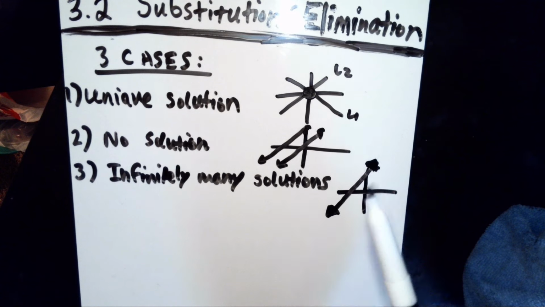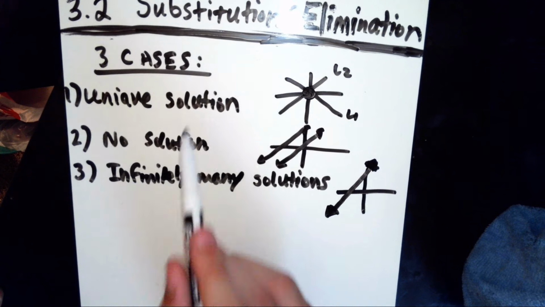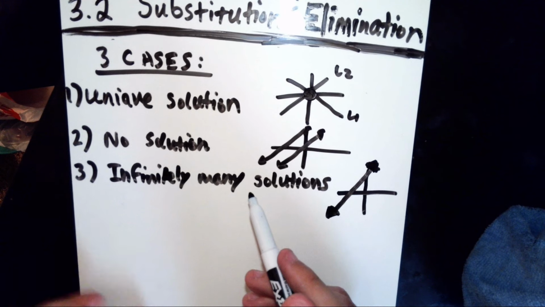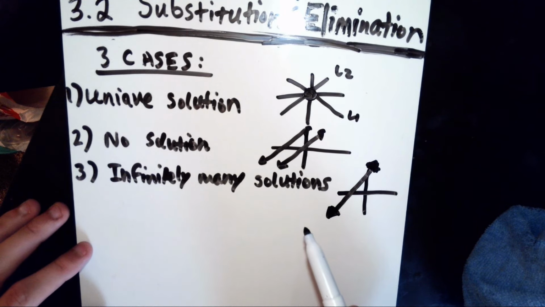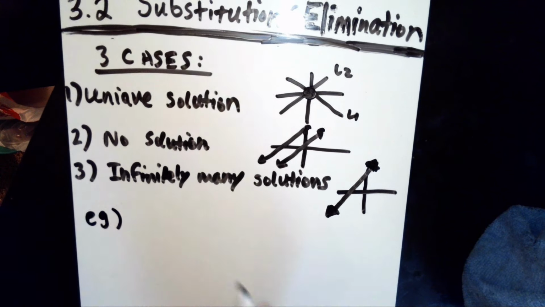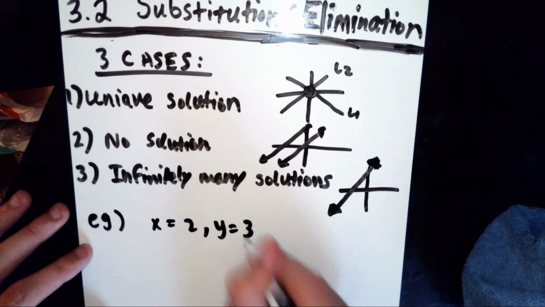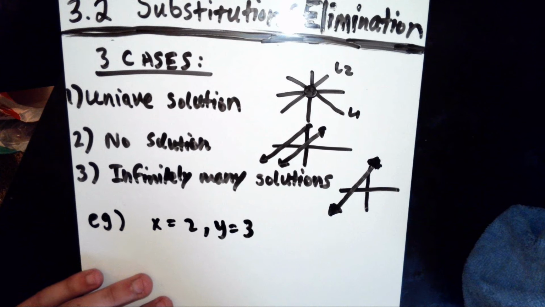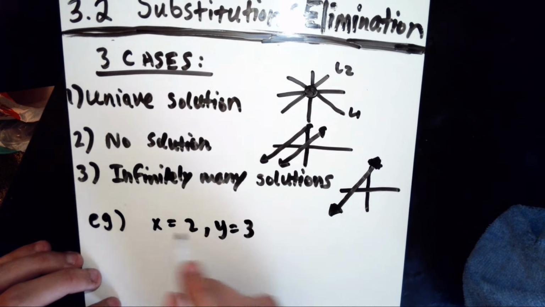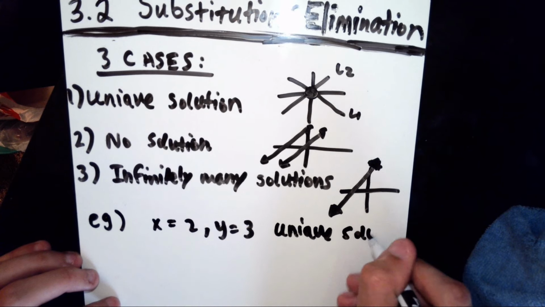Now let's talk about how they come up algebraically. Whenever you solve a system correctly, and at the end of it you get a single solution, for example, say you have some system and then you get x equals 2 and y equals 3. If you end up working out your elimination steps and you end up with something like this, this means that this is a unique solution.